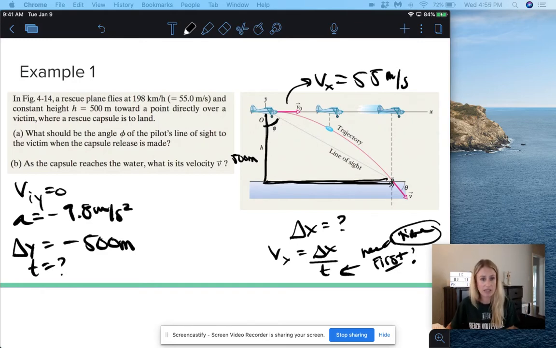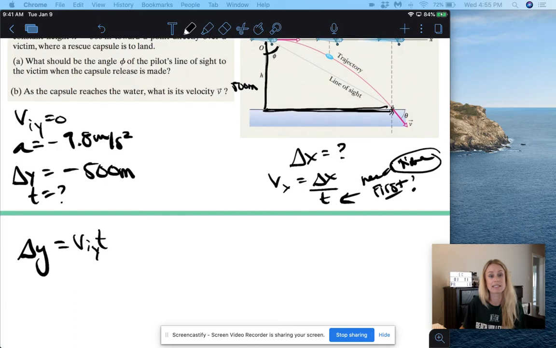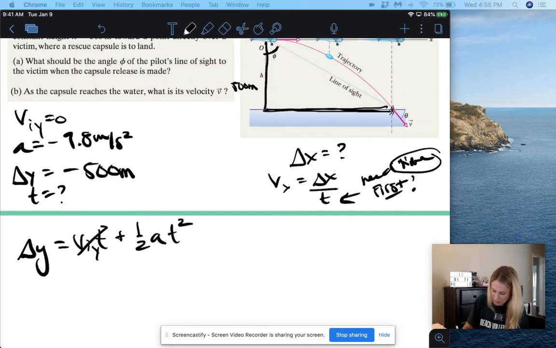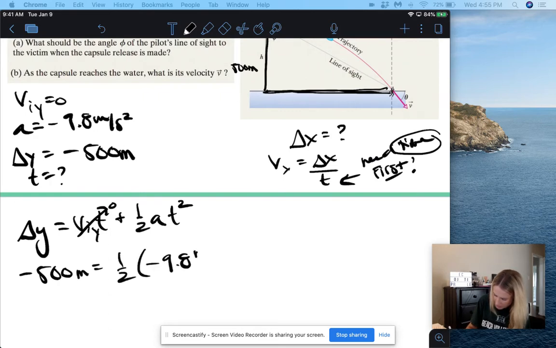So because of this, we can use a second basic equation. We get delta y is equal to initial velocity times time, and remember, this is the initial velocity in the y direction, because we have to split these two directions up, plus 1/2 times the acceleration in the y direction times time squared. Now I know that the initial velocity in the y direction is 0, which makes our calculation a little bit easier. Our displacement in the y direction, negative 500 meters, equals 1/2 times acceleration, negative 9.8 meters per second squared, times time squared.